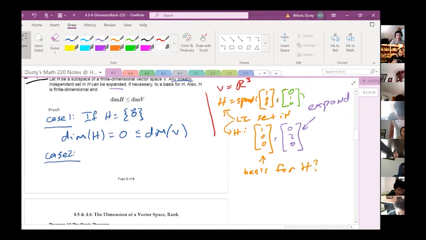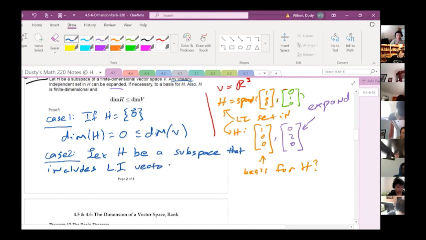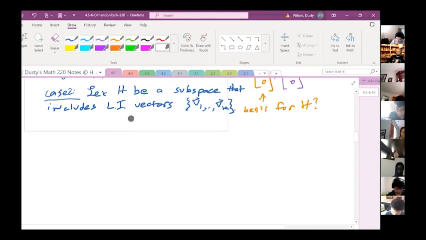Okay. So if we let H be a subset that includes linearly independent vectors, and we've got to just mix them up. So let H be, I said subset, I meant subspace. H be a subspace. It includes linearly independent vectors V1 to VK. So there's a couple of different options. So these are linearly independent vectors. So one option is that it might not be a basis.